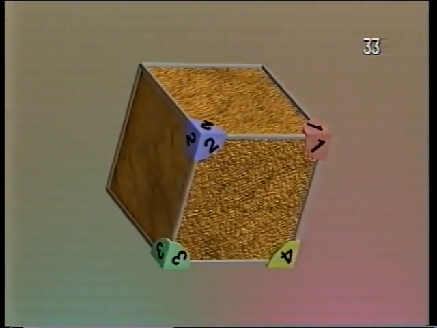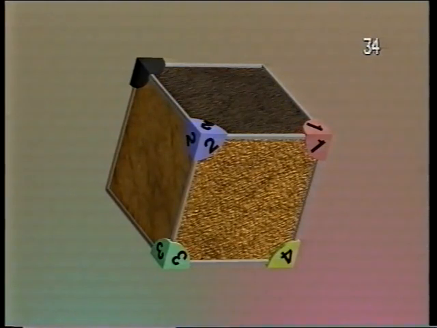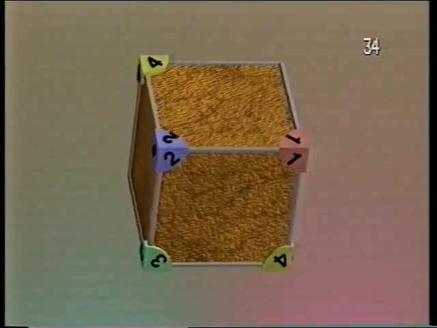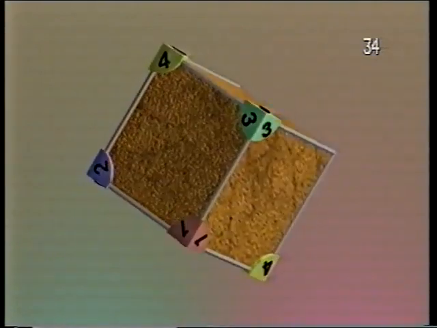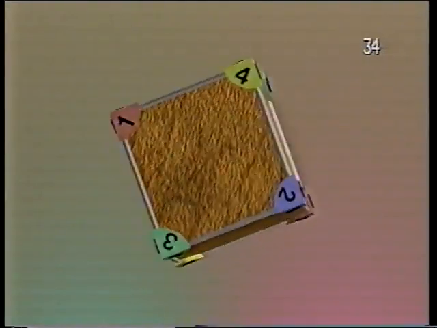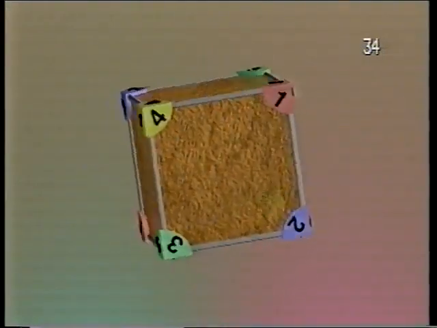Let's try and label this vertex. It can't be a 1 or a 2 because it's on this face. And it can't be a 2 or a 3 because it's on this face. And so it must be labeled 4. And once you've labeled this vertex, that fixes the labels for all the others. There is only one way of completing the labeling of the cube.